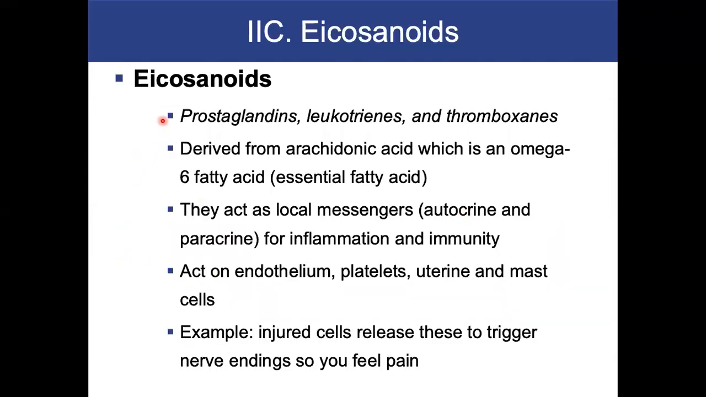Eicosanoids are examples of locally acting hormones, like prostaglandins, leukotrienes, and thromboxane. These guys are derived from arachidonic acid, which is an omega-6 fatty acid. They act as local messengers, autocrine and paracrine, for inflammation and immunity. They act on endothelial cells, platelets, uterine mast cells to trigger local responses. So they sort of act like local hormones, if you will. An example of this would be injured cells release prostaglandins to trigger nerve endings, so you feel pain.